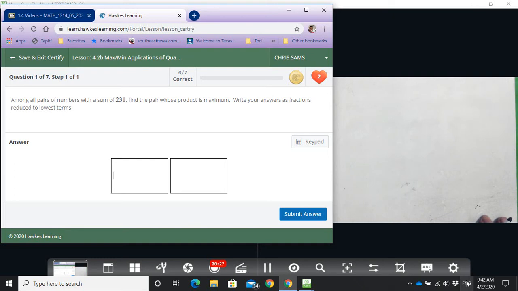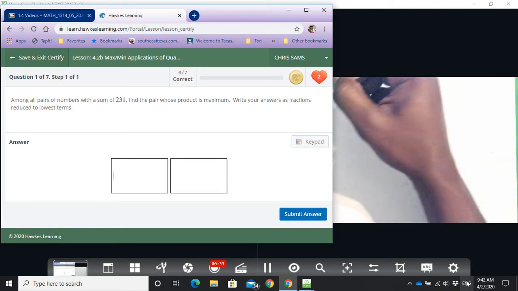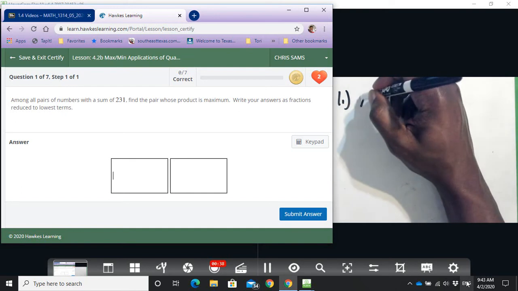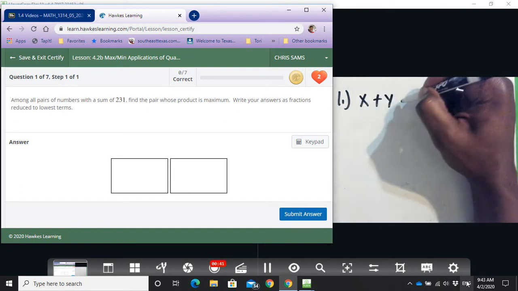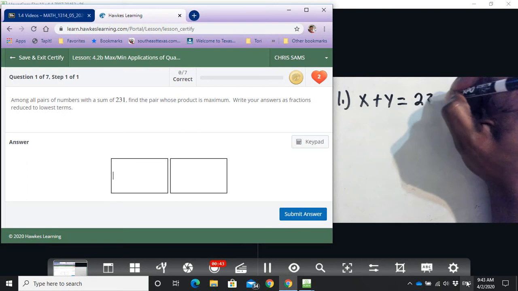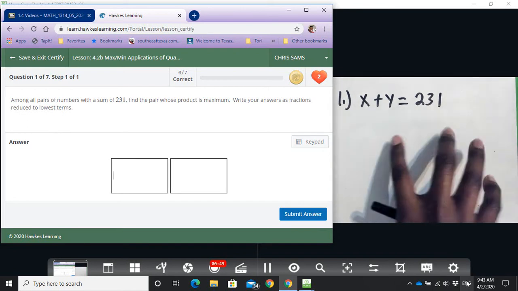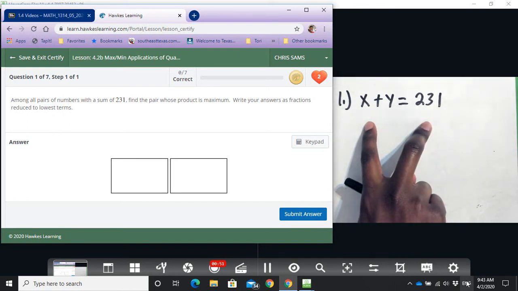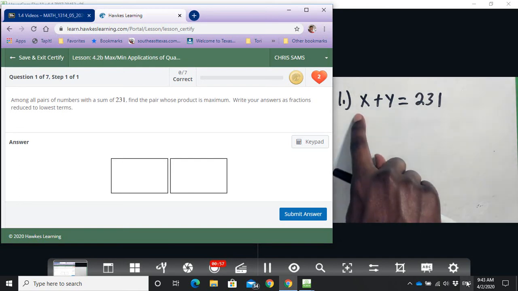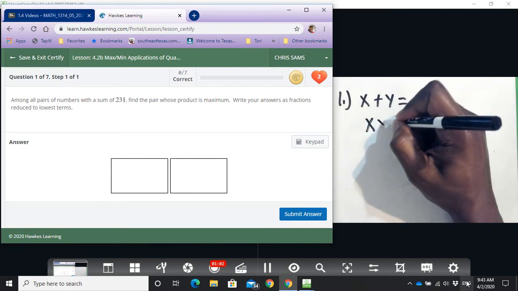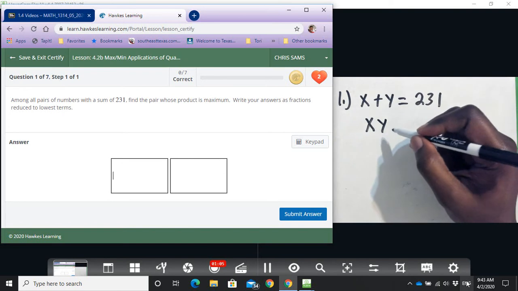So this one says among all pairs of numbers whose sum is 231. Okay, so pairs, we're dealing with two numbers, so I'm going to say x plus y equals 231. So I have a pair of numbers that add to be 231, and it could be any numbers. We want to find the ones whose product is maximum. Okay, so now I'm going to multiply these two together. So I have x times y, and I want that to be the max.